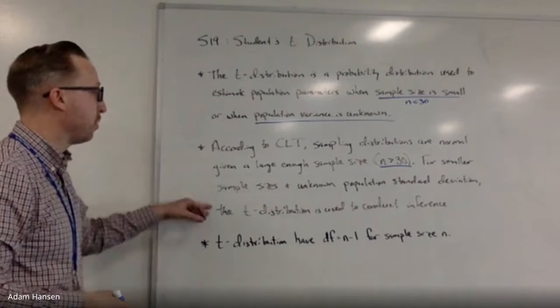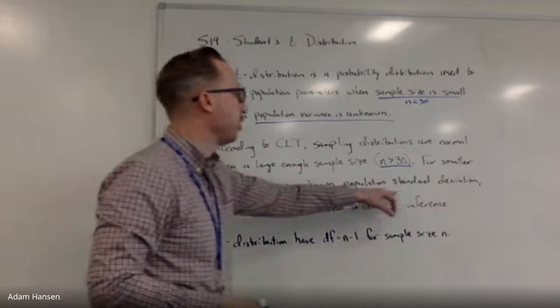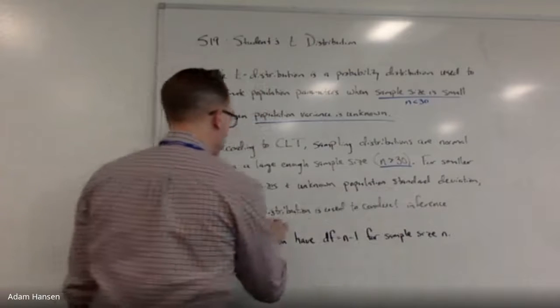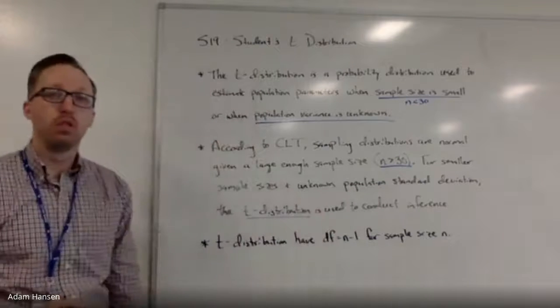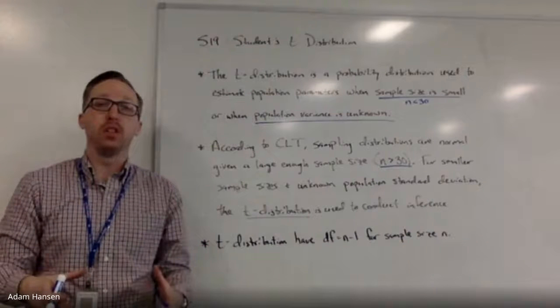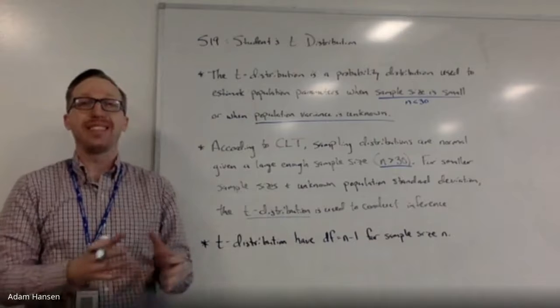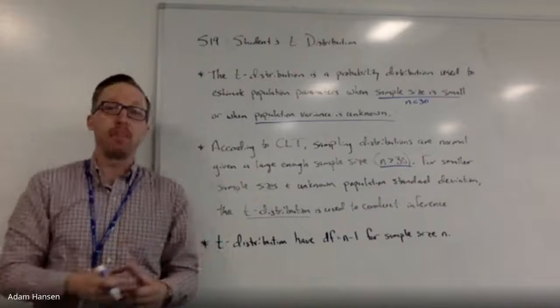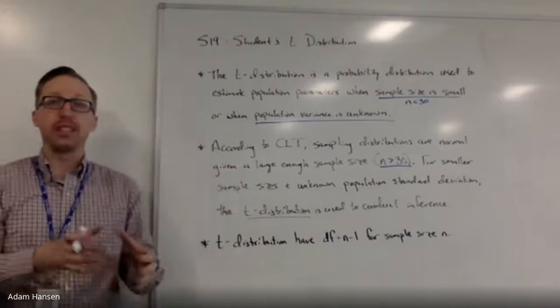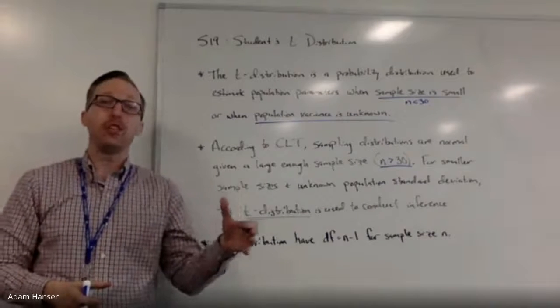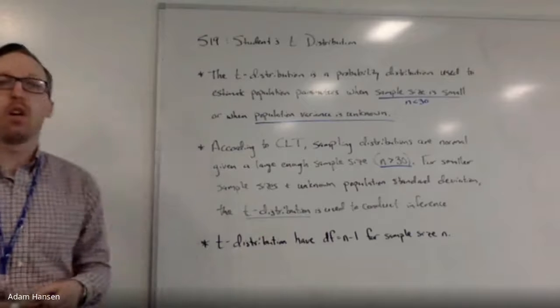For smaller sample sizes, or an unknown population standard deviation or unknown population variance, the t-distribution is used. For more variability, that comes from having a smaller sample or using the sample variance to estimate the population variance, using the sample standard deviation to estimate the overall population standard deviation, we use what's called the t-distribution.